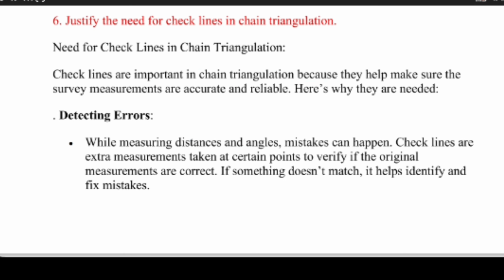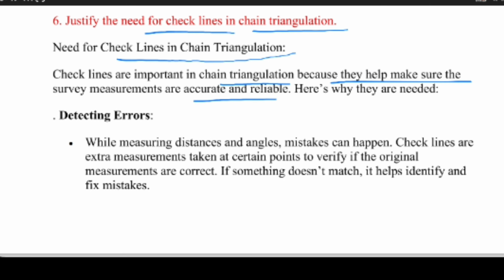Next, justify the need of checklines in chain triangulation. Why do we need checklines in a triangulation? Checklines are very important in chain triangulation because they make sure that the survey measurements are accurate and reliable. The first justification is detecting errors.